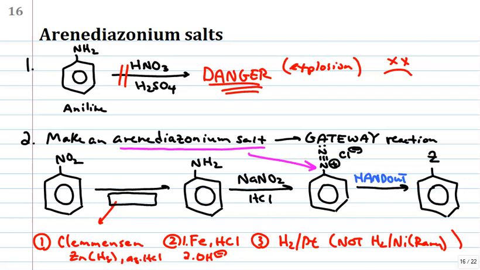So we ended class on Friday talking about arene diazonium salts. It's a gateway reaction to many different things. One of the main takeaways was that if you have a nitro group on a benzene ring, you can ultimately convert that to many different things on your handout that I gave you.